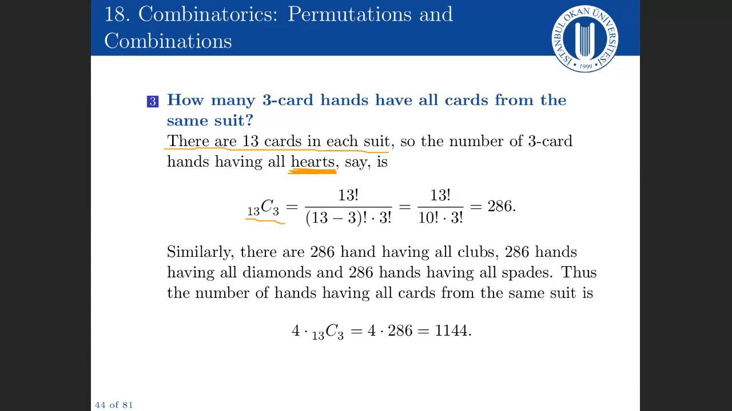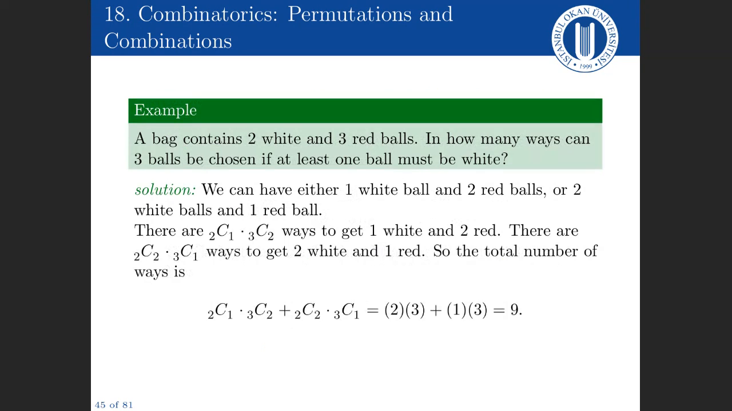For clubs, the number should be the same. There's also 286 hands which have all clubs, 286 hands which have all diamonds, and 286 hands which are all spades. So the answer is 286 plus 286 plus 286 plus 286, or 4 multiplied by 286, 1,144 different 3-card hands have cards from the same suit. Next example.